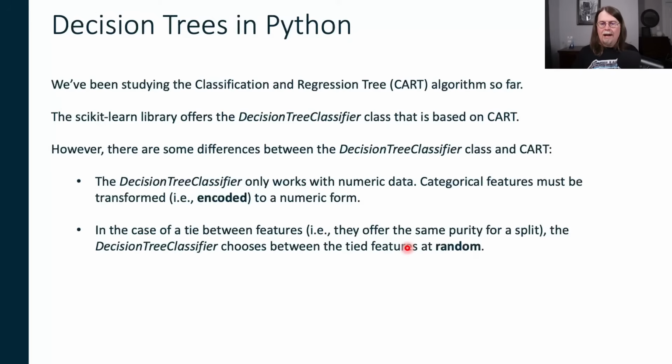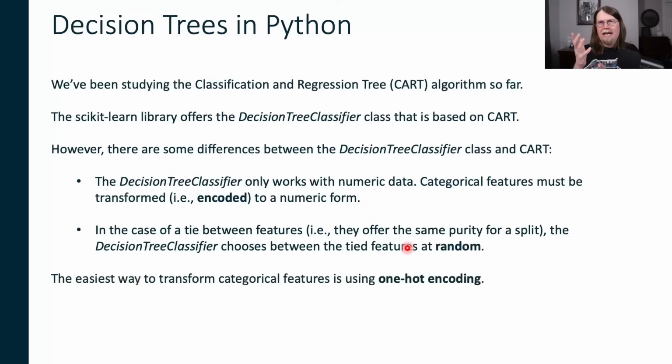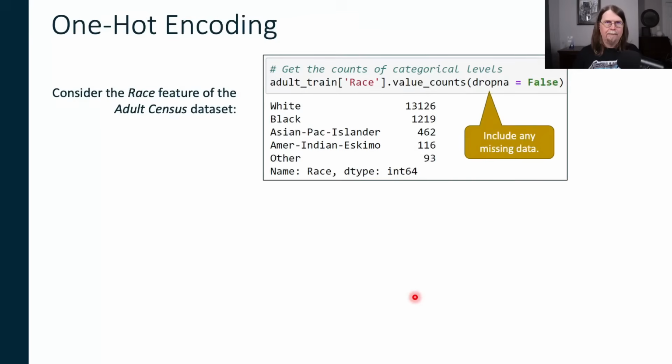Okay. Now, getting back to this idea of textual features, textual categorical data can't be used directly. We're going to talk about something called one-hot encoding, and this is the way that you transform your data. Okay, so let's take a look at that.